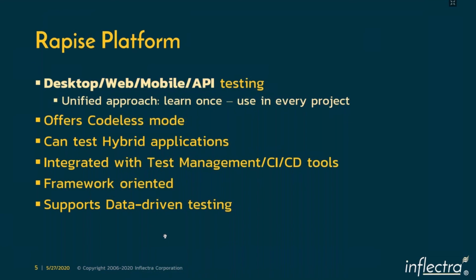First of all, Rapise provides a unified approach for testing desktop, web, and mobile applications, and also API testing. It means that if you learn Rapise once, you may use the same skills for testing different products from the Dynamics family. So it can be Dynamics 365 or even desktop applications like Dynamics NAV or Dynamics AX.